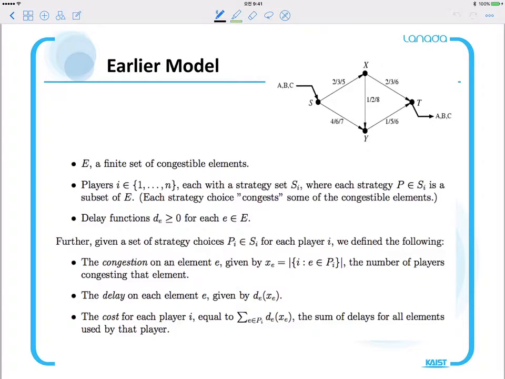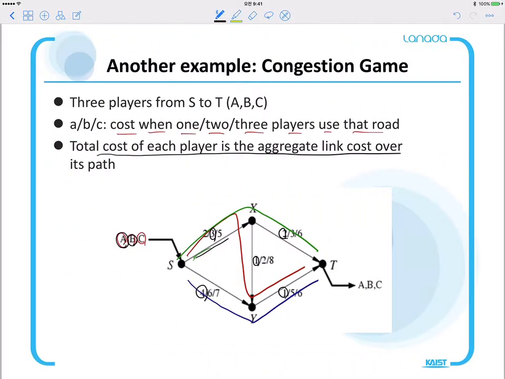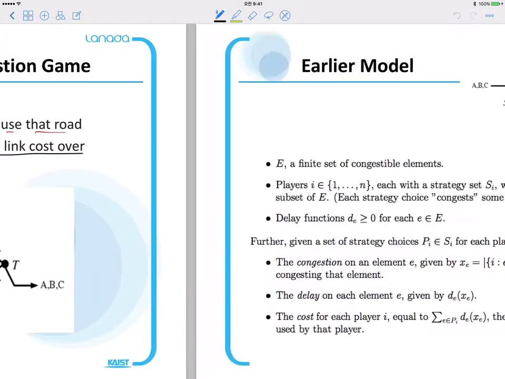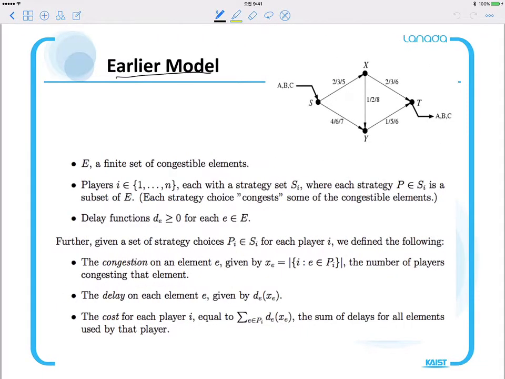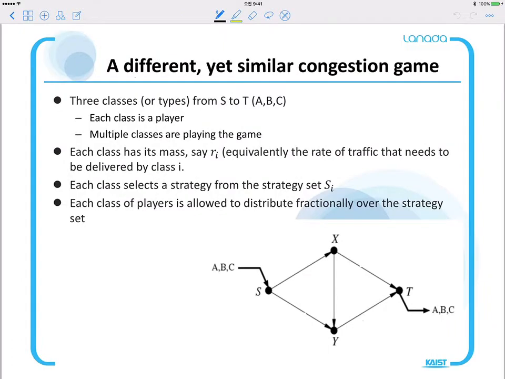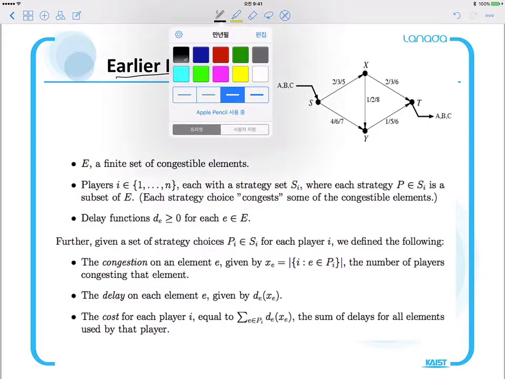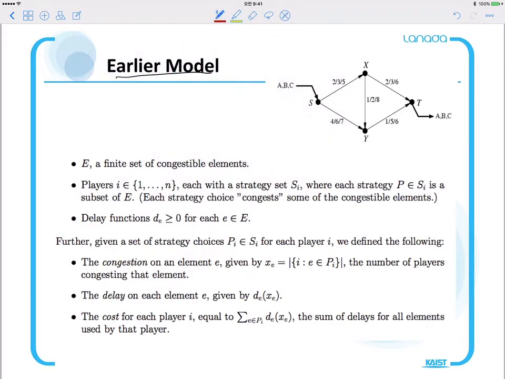I mean, not differently. By summarizing this congestion game, which I call the earlier model, I'm going to use a different model which is very similar to the earlier one, but it has a different interpretation or a different form of the game. So this is the game that we have looked at. I used different notation in the potential game lecture notes, but I just copied some lecture material, so we use different terminology where E is a set of finite congestion elements. Here in this case, links.